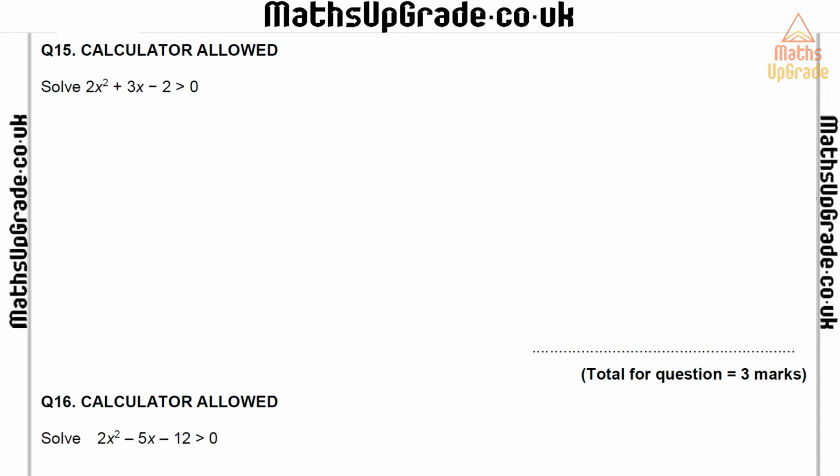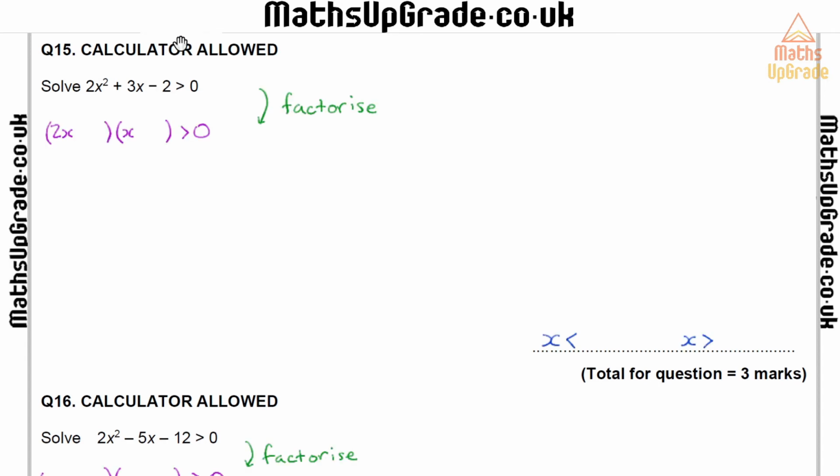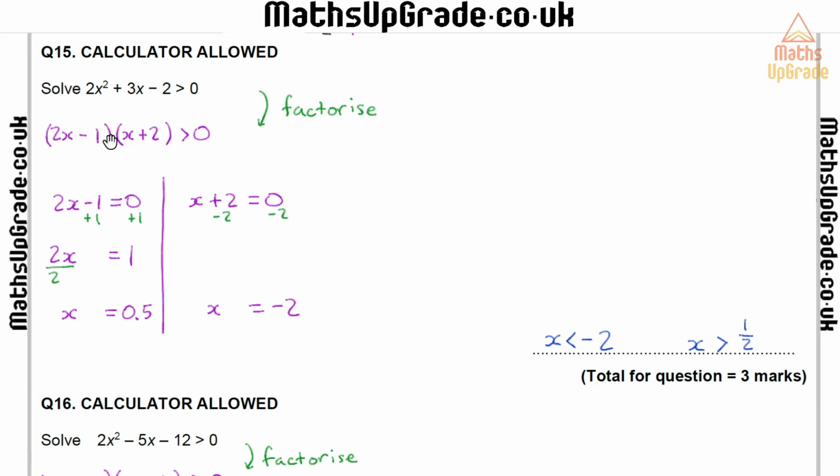Question 15, I need to solve 2x squared plus 3x minus 2, which is greater than 0. I'm going to attempt to factorize this, and I can factorize it since I can get 2x minus 1 and x plus 2 are both greater than 0. So then I've got two brackets which both multiply to give greater than 0. If I put each one as equal to 0, I'll get x equals 0.5 and x equals -2. So my solutions are x is less than -2 and x is greater than 1/2, and that is 3 marks.